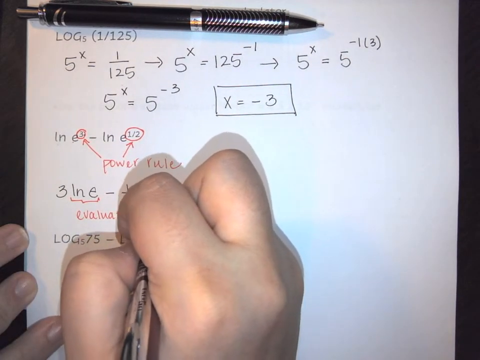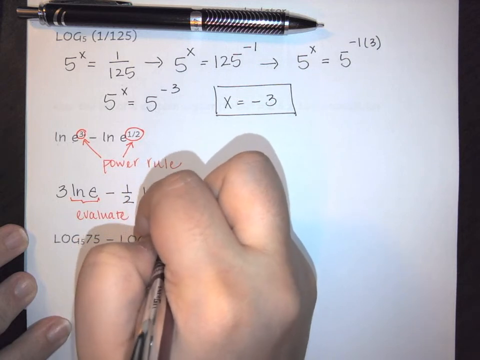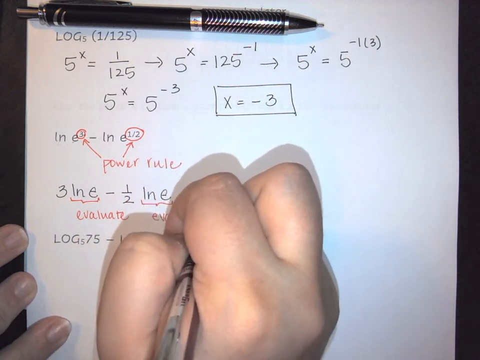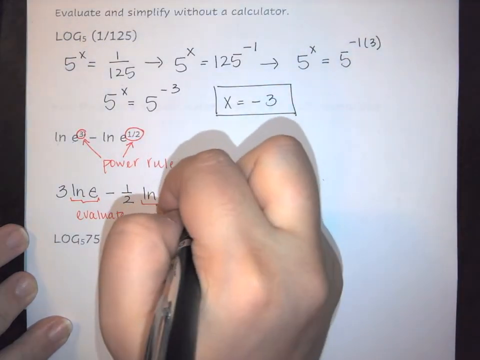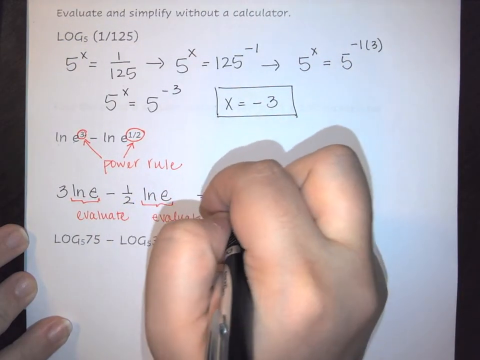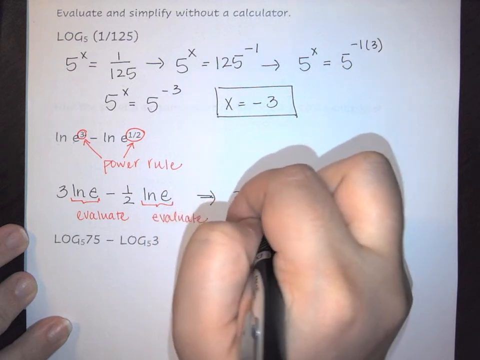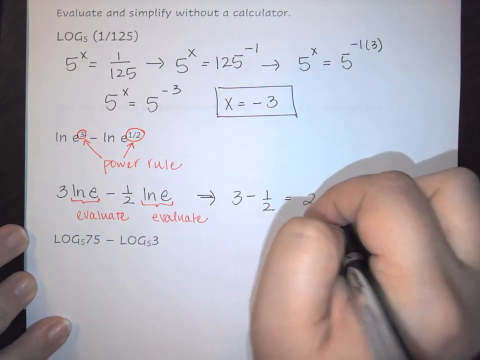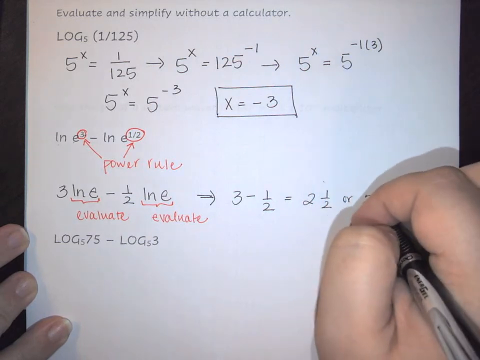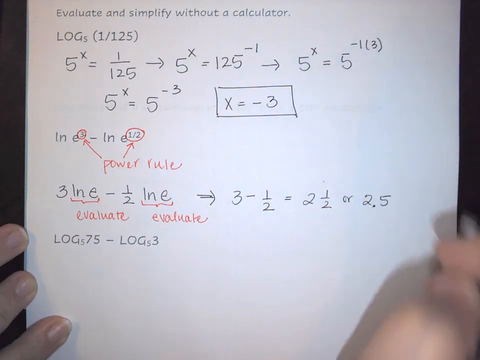Because the natural log and the e are opposite of each other, which means they undo each other. So this is going to actually give us 3 minus 1/2, which is going to give you 2.5 as a result.